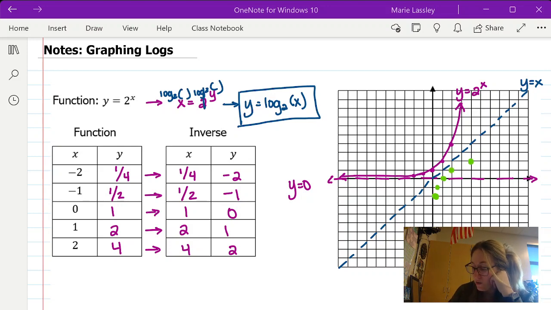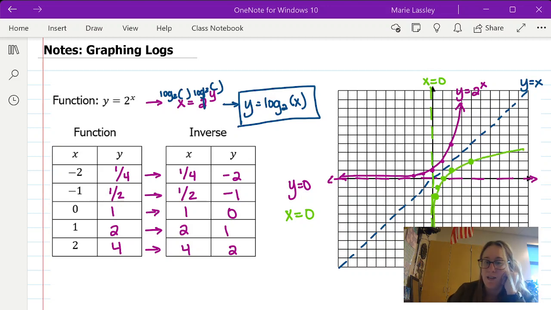Now our asymptote that we did have at y equals 0, we are also swapping that one, right? So if it's y equals 0, originally, the inverse would be x equals 0. So we get this vertical asymptote right here at x equals 0, and then our graph is going to follow our asymptote and curve straight up.